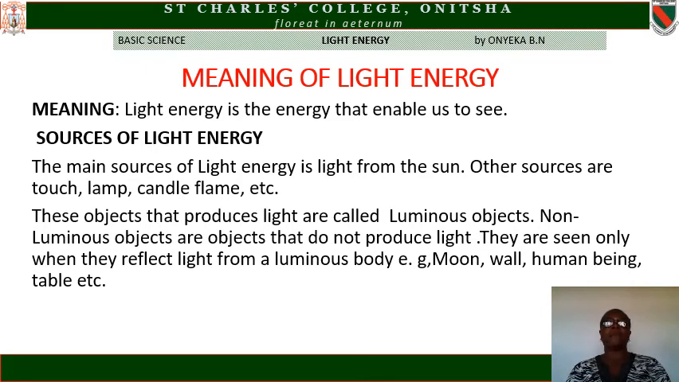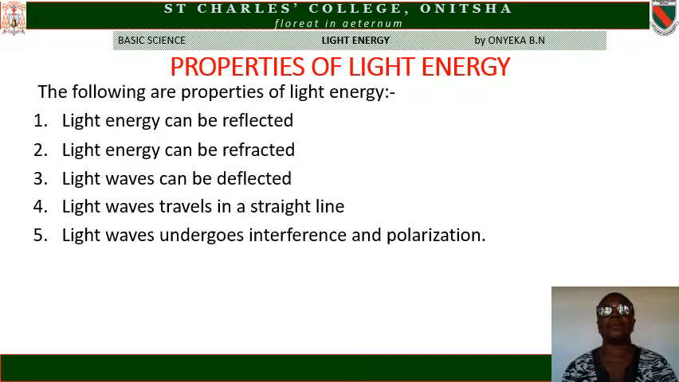These objects that produce light are called luminous objects. Non-luminous objects are objects that do not produce light. They are seen only when they reflect light from a luminous body. Examples: moon, wall, human beings, tables, and so on.